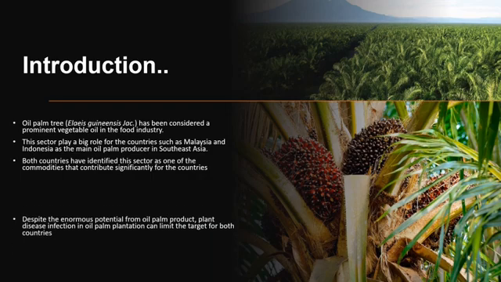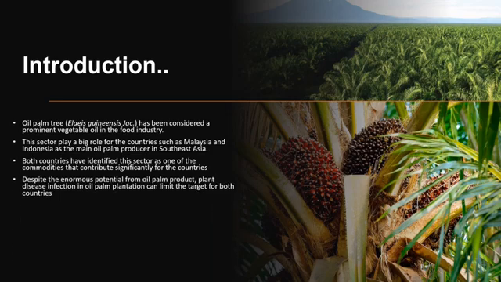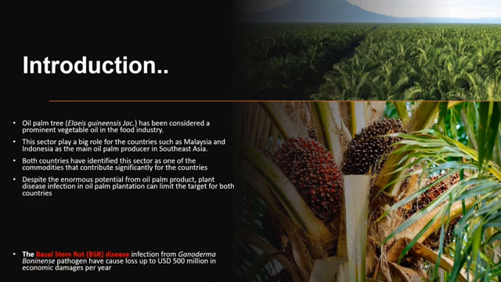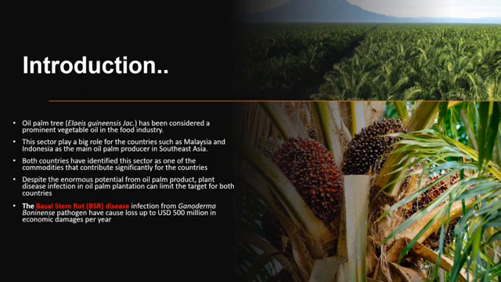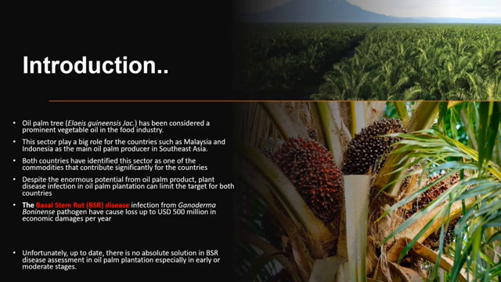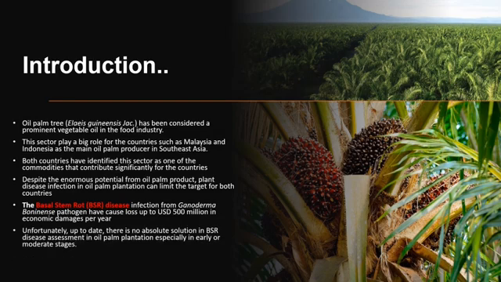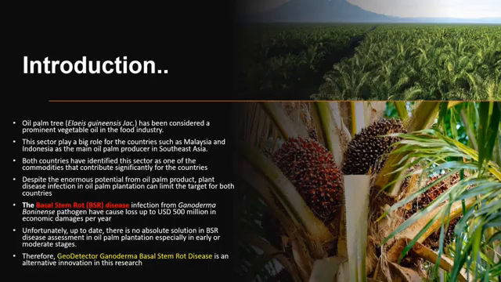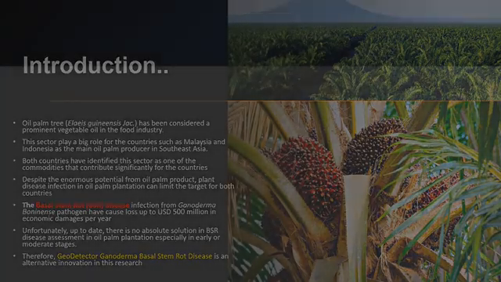Despite the enormous potential from oil palm products, plant disease infection in oil palm can limit the target for both countries. The Basal Stem Rot (BSR) disease infection from Ganoderma costs losses of up to 500 million USD in economic damage per year. Up to date, there is no solution in BSR disease assessment. Therefore, the geodetector for Ganoderma basal stem rot disease is an alternative innovation in this research.